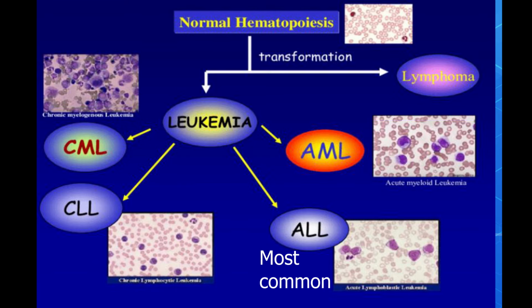So back to the question, what are the types of leukemia? There are 4 types of leukemia. Among these 4, 3 types of leukemia are seen in children. The most common is acute lymphoblastic leukemia. Second is acute myeloid leukemia, and third is chronic myeloid leukemia. Now you know what are the types of leukemia.